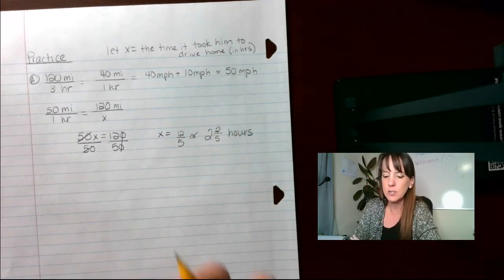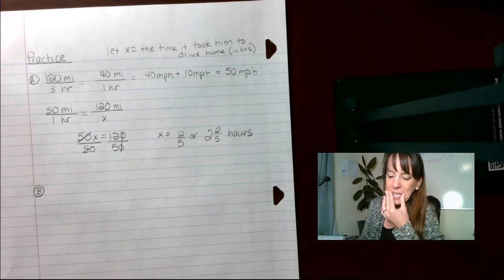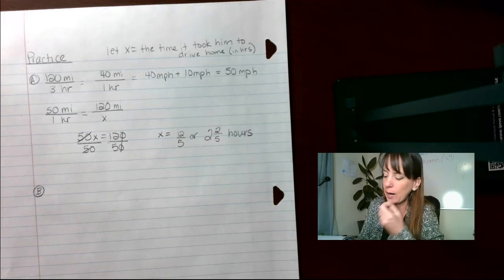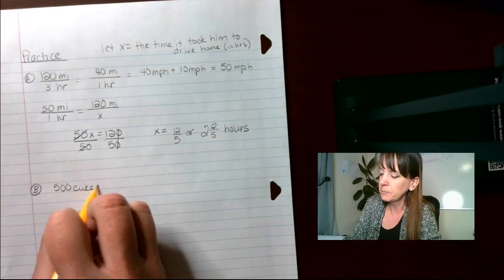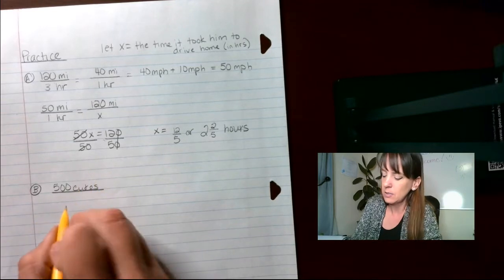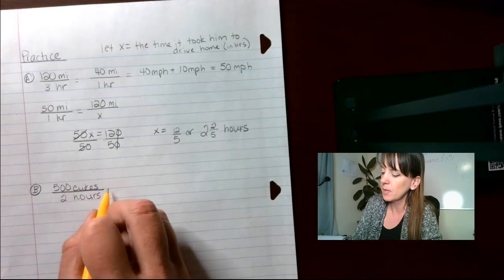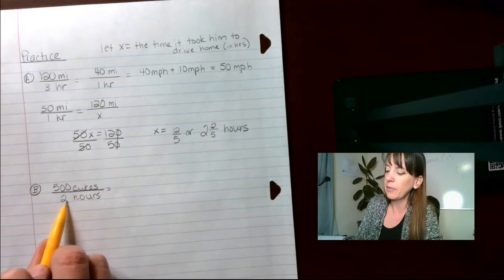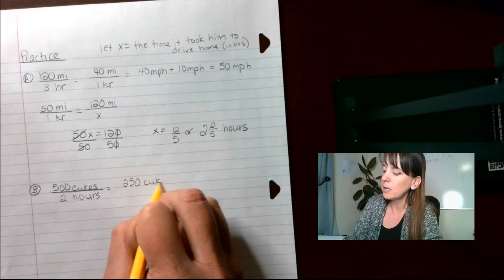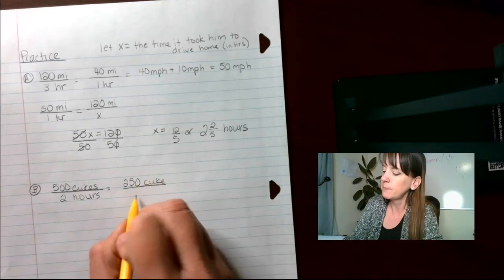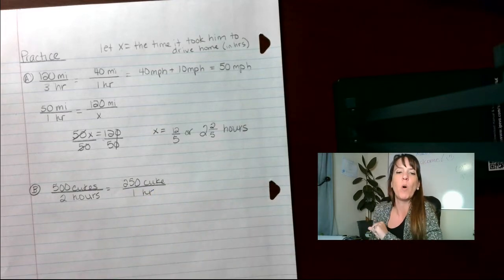Okay, so then let's look at B. Margot could pickle 500 cucumbers in 2 hours. 500 cukes in 2 hours. Let's find her unit rate. That means if we cut this in half and cut that in half, I get 250 cucumbers, I'm calling them cukes, in 1 hour. She got tired and reduced her rate by 1/2.